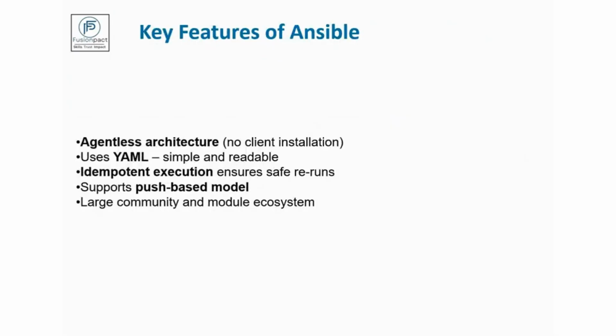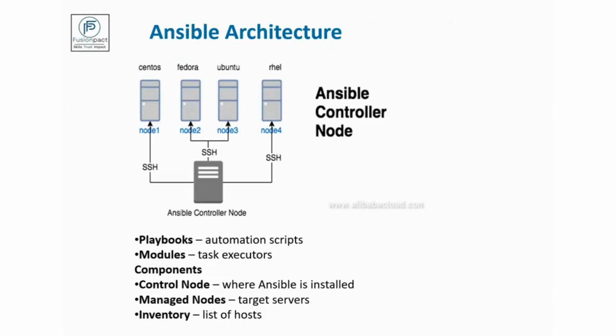Key features of Ansible. Ansible is agentless, so no software is required on target servers. It uses YAML, which is simple and human readable. It is idempotent, meaning running the same playbook multiple times won't break the system. It allows a push based model where the control node pushes configurations. It also has a large community and many ready-made modules.